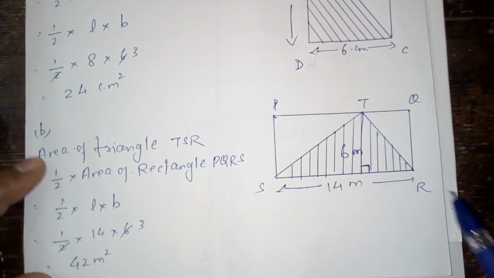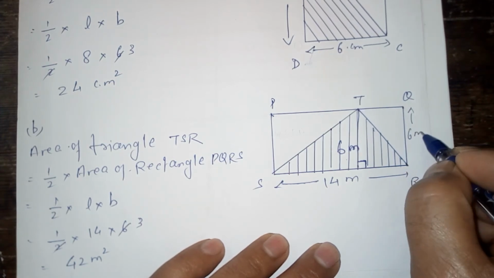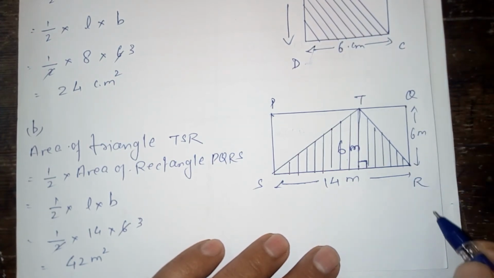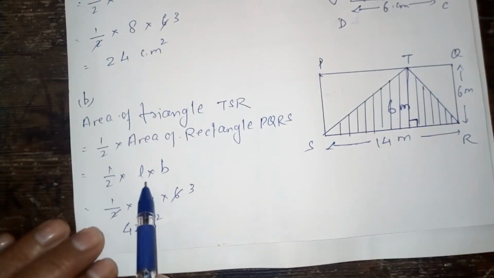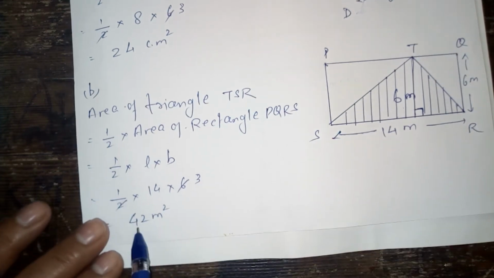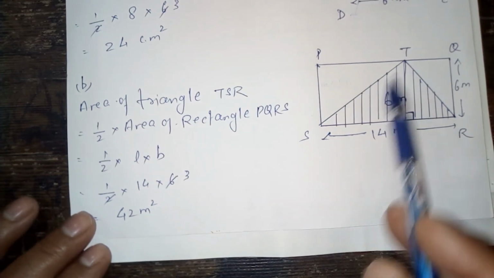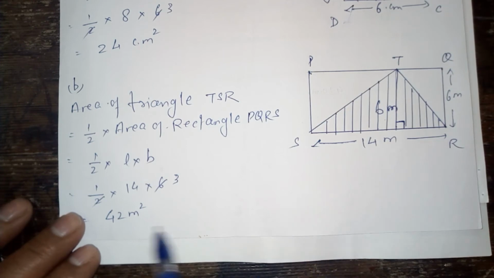Height is 6. The meaning is 6 meter is the breadth of rectangle PQRS. So half into length into breadth. Length is 14, breadth is 6. 2 1s are 2, 2 3s are 6, 14 3s are 42. 42 square meter is the area of triangle TSR. Okay, this is your required answer for your required question.